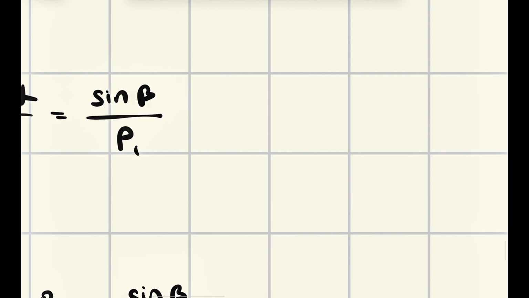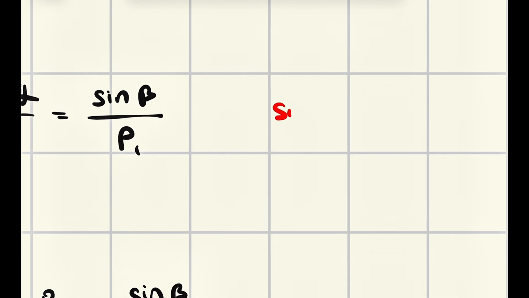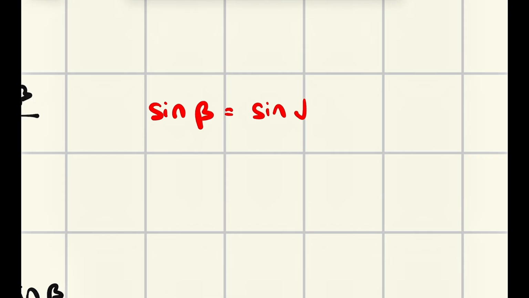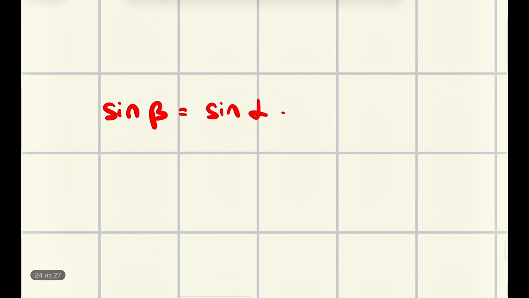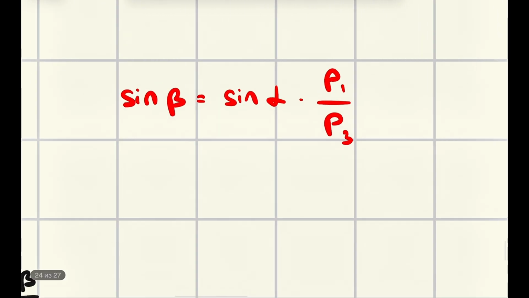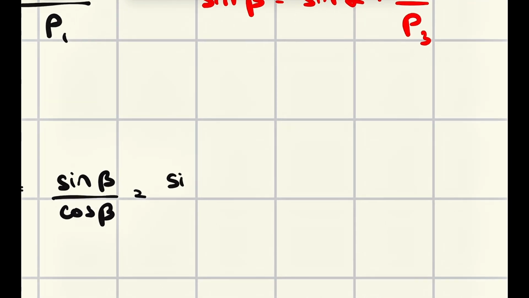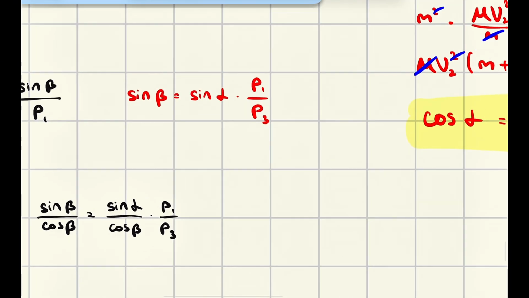Okay, to find the meaning of sine beta, it would be what? Sine beta would be equal to what? It is sine alpha multiplied, p1 goes above, and p3 stays below. And right now, we can substitute it here. Sine beta has this kind of meaning. It is sine alpha below, cosine beta stays, and this would be p1 divided by p3. Okay, good.